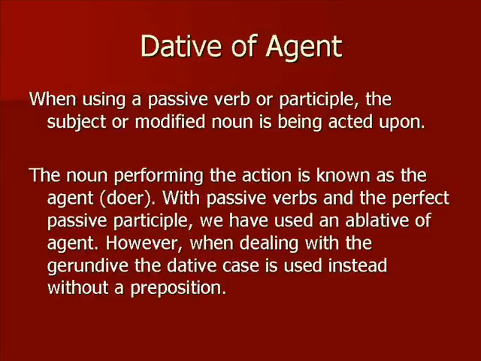When using a passive verb or participle, the subject or modified noun is being acted upon. The noun performing the action is known as the agent or the doer. With passive verbs and the perfect passive participle, we have used an ablative of agent. However, when dealing with the gerundive, the dative case is used instead without a preposition. The dative of agent will be translated like the ablative of agent with the preposition by. Because the ablative and dative cases are often the same, you may not even notice that the dative is being used instead of the ablative.